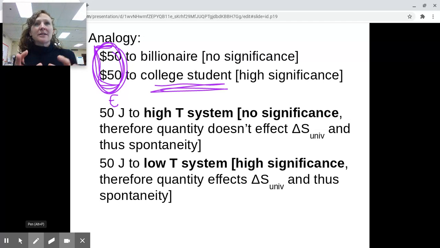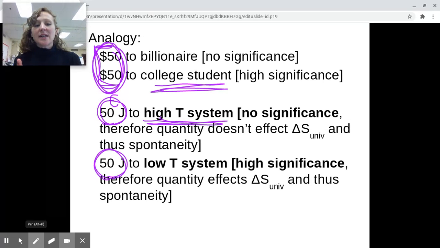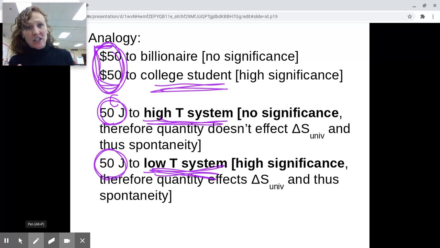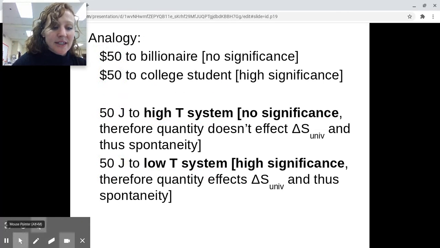So the same bundle has a bigger change in a low system than a high system. And it's kind of the same with energy. That same amount of energy, that same bundle of energy, if you put that into a high temperature system, it really doesn't affect the change in entropy as much. If you put it into a low temperature system, there's a bigger percentage of change that occurs. And therefore, it can affect things more. So let's take a look at this.